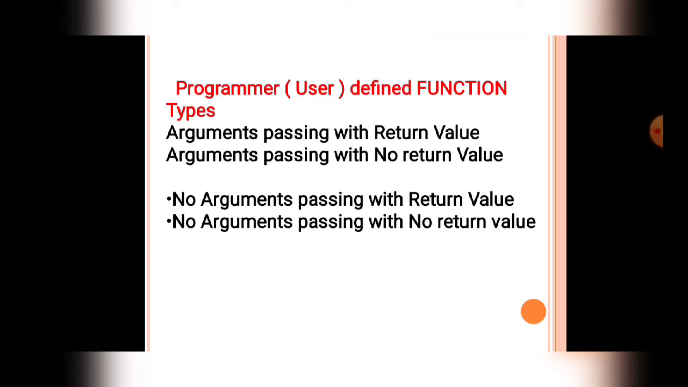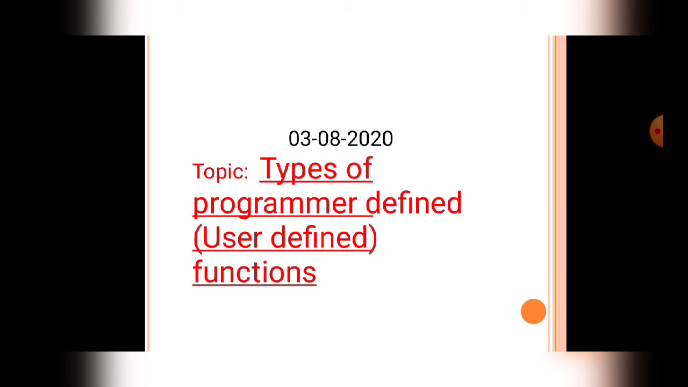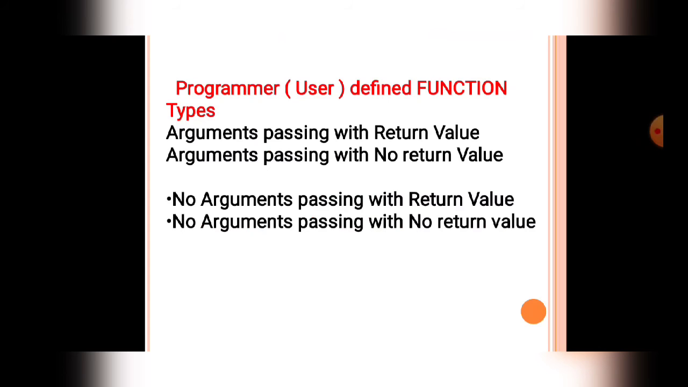So, okay students, the conclusion of today's topic is: programmer defined functions, majorly known as user defined functions, are of four types, that is argument passing with return value, then argument passing with no return value, then no argument passing with return value, and the last one is no argument passing with no return value. So the C language supports four types of user defined functions.